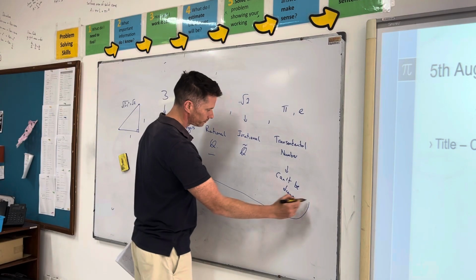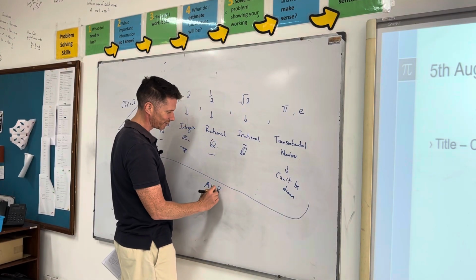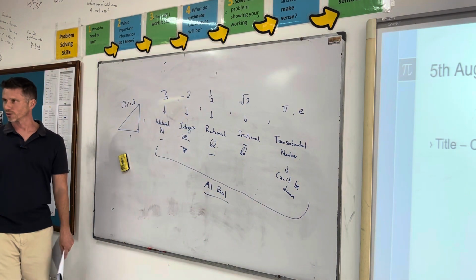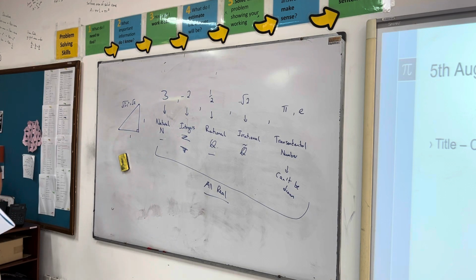They exist. They're all real. They all exist. Yeah, they're all real numbers. So that means we must be going somewhere else. We must be going into the unreal or the complex or the imaginary numbers.